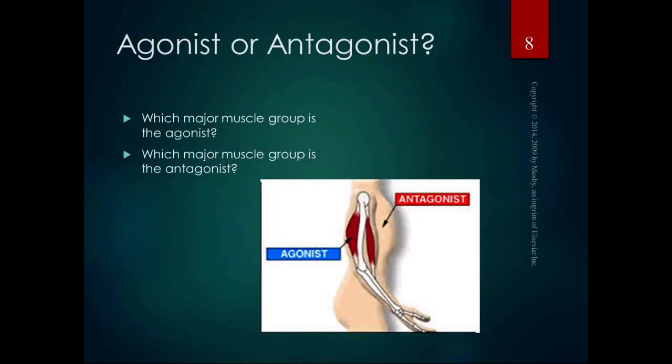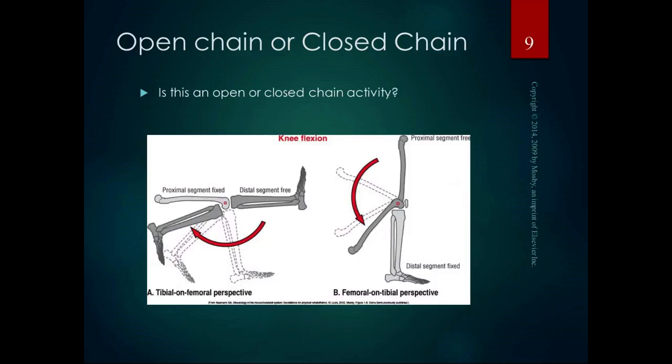So which major muscle group is the agonist and which is the antagonist? So we know the hip abductors are shortening to overcome gravity. So the hip abductors are the agonist and the hip adductors are the antagonist, the opposite group. Is it open chain or closed chain? Well, we know the proximal segment is relatively fixed, lying on its side, and the distal segment is not, and so it is an open chain movement.